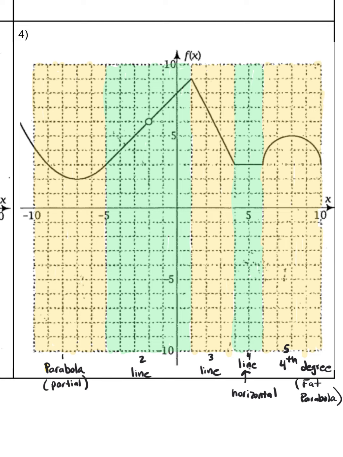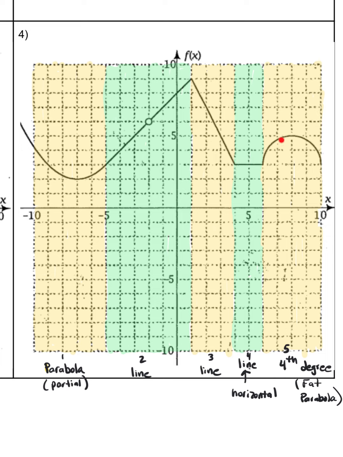Okay, let's sketch the graph of this derivative. I have split this function into 5 sections. The first section right here, the original function is part of a parabola. The second part of our function is a line. The third part is a line. The fourth part is a horizontal line.